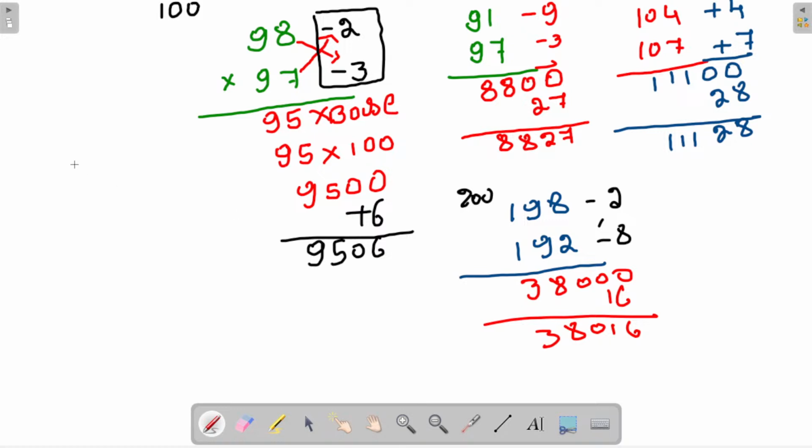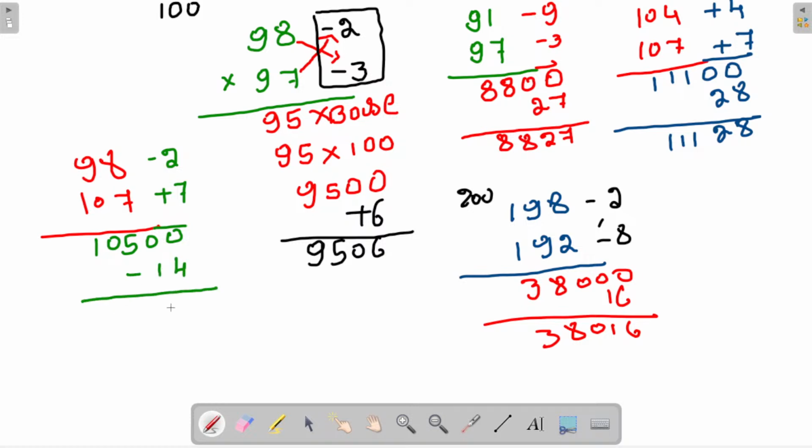Okay, clear everyone? Now suppose the question is 98 into 107. What's the base? 100. What's the difference? Minus 2 and here plus 7. 107 minus 2 is 105, into 100. Minus into plus is minus 14. Minus 14 means it will be 86, and it will be 104 because you are taking 100 as borrow. 100 minus 14 is 86, remaining 104. I hope it is clear now. Base method.